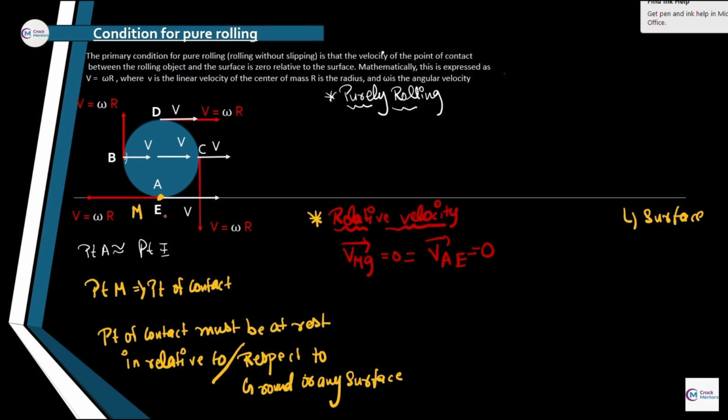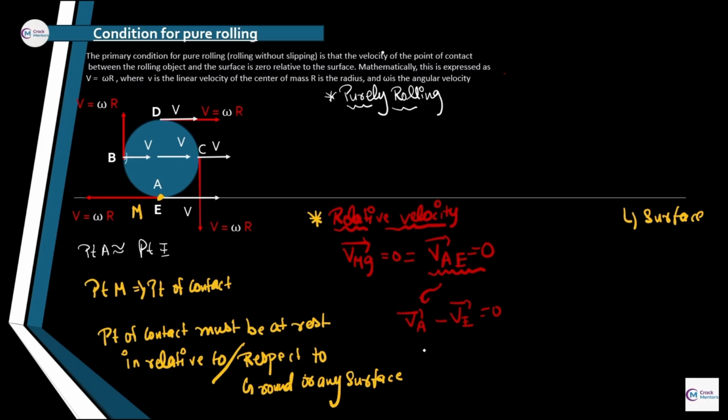Okay, now I am explaining how we can write the v A E vector. It can be written that the velocity of A vector minus the velocity of E vector is equal to 0. And if this is equal to 0, which is the condition we have observed, then the velocity of A and the velocity of E must be equal.